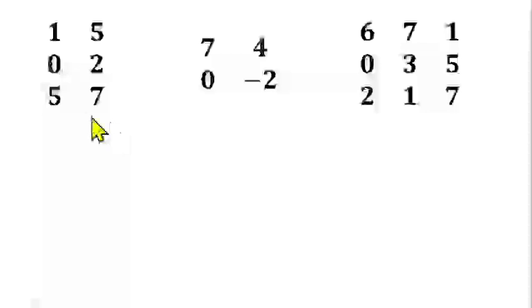Now let's see another example. Look at this number and this number. They are arranged in rows and columns, as you can see, but are they matrices? That's the question I'm asking you. Is this a matrix?